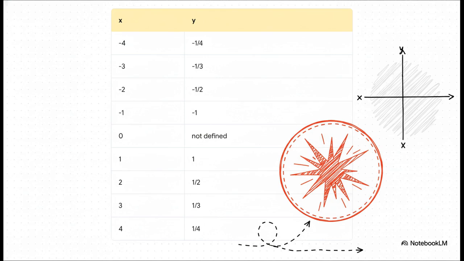If x is -4, y is -1/4. But, and this is important, look right in the middle of that table. This is maybe the biggest clue of all. When x equals 0, the function is undefined. You just can't divide by 0. And that one little fact tells us something huge about the shape of our graph.